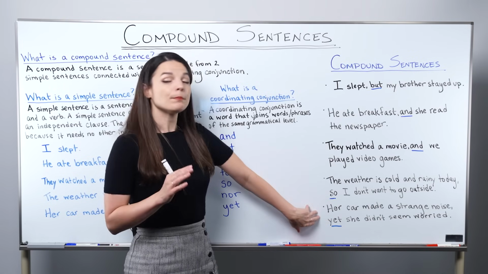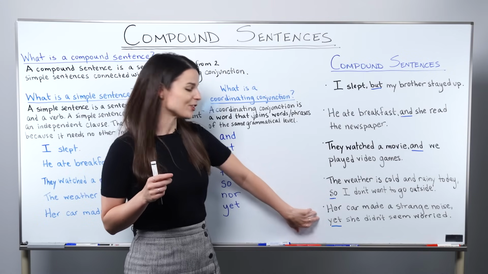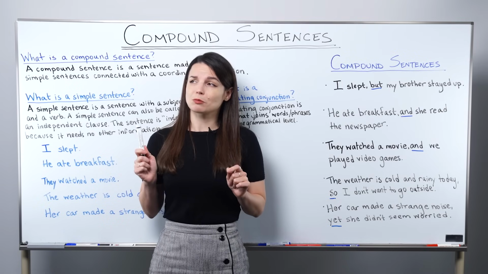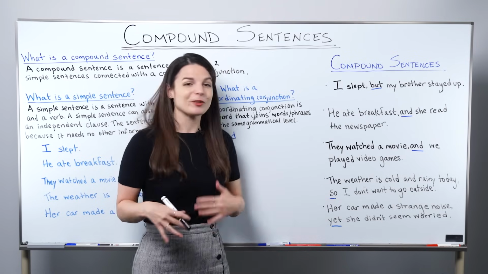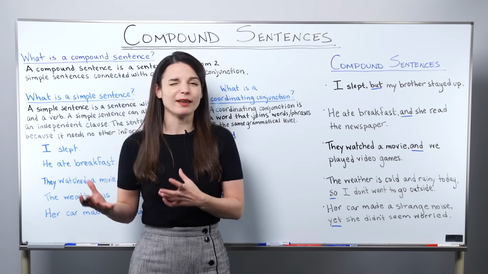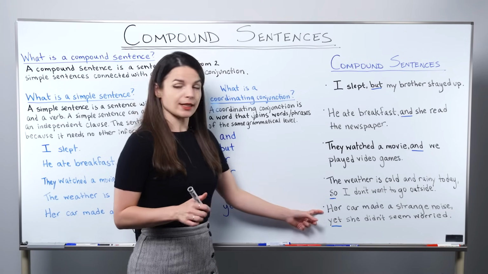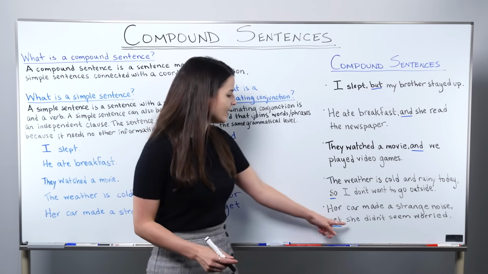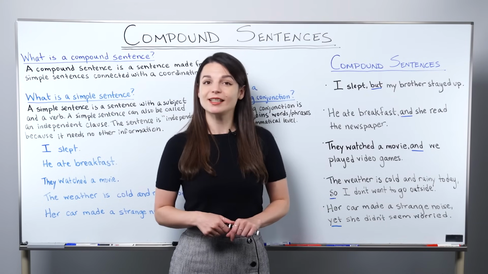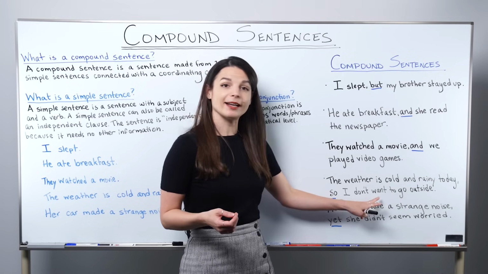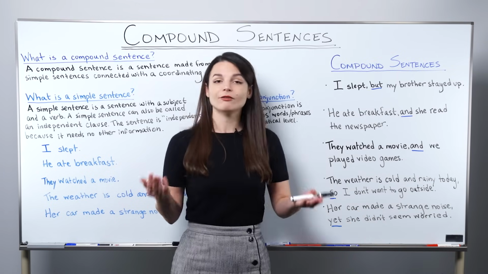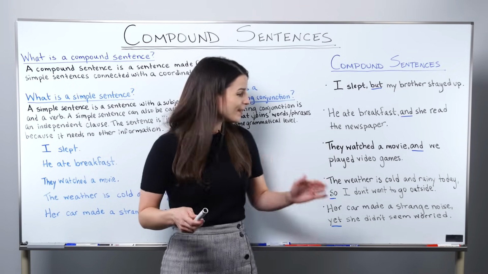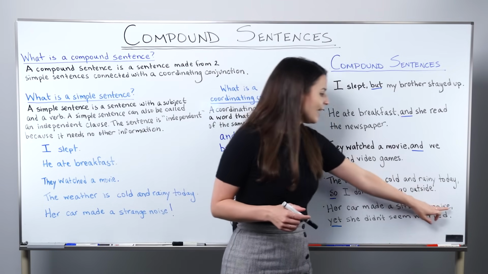Let's look at the very last example here. Her car made a strange noise, yet she didn't seem worried. So we've got "yet" here, which again means like "even though" or "despite that." Our first simple sentence is her car made a strange noise, which we saw earlier. Then, she didn't seem worried. So again, it's a negative like we had in the previous example, but it follows the same rule as a simple sentence: subject and verb, right? So we connect the two with our coordinating conjunction and our comma.